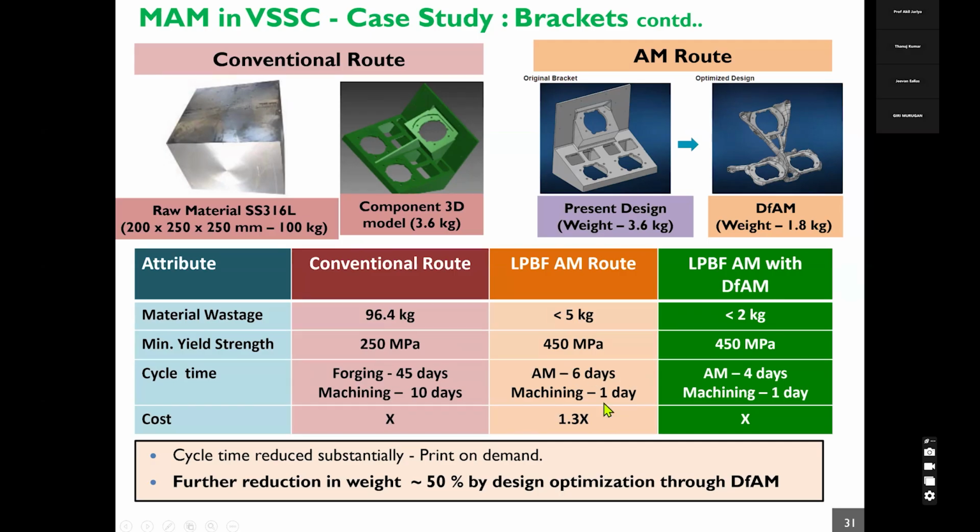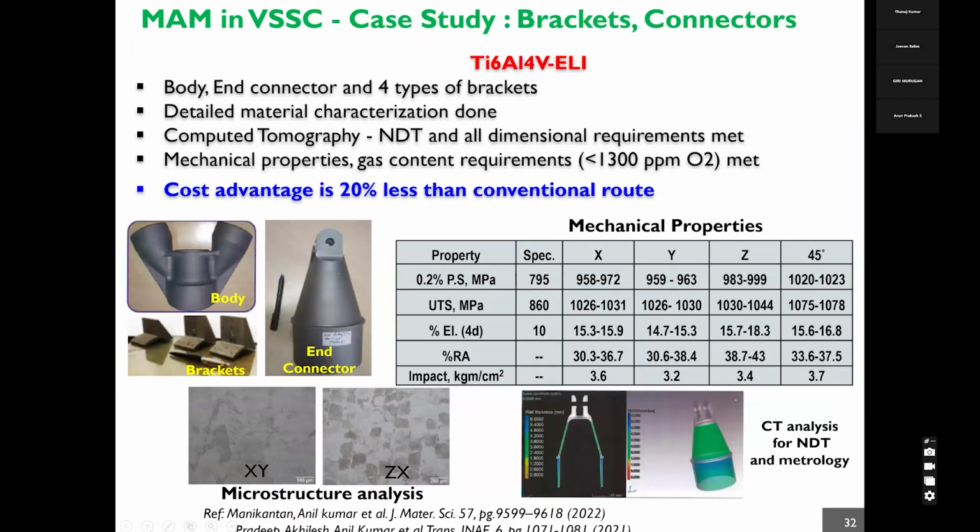Of course, the cost initially was higher, but when you adopt design for additive manufacturing for 3D printing of the same part, we could achieve cost similar to that made through the conventional route. And of course, the cycle time reduction also is there. So here we are able to save 50% by design optimization through DFAM, which gives us an advantage of at least 7 to 8 kilograms payload gain in case of SSLV, because four such brackets are used in each of our flights. So this is another example of titanium alloy components that have been made through 3D printing.